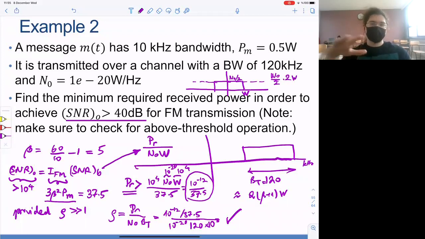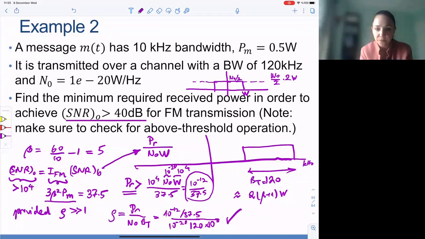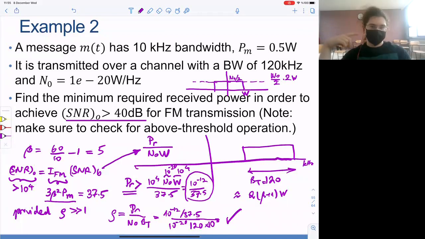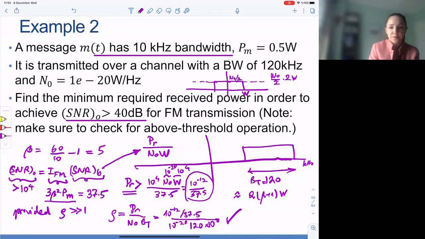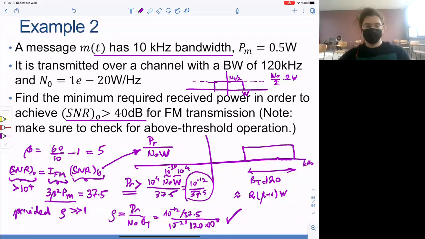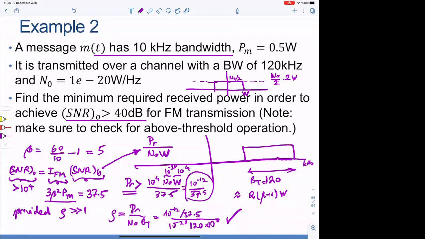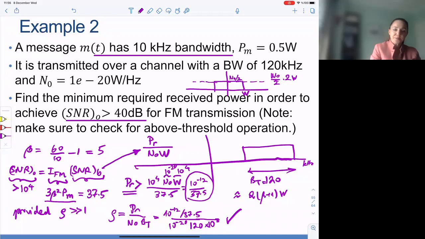Yes, I get this, but is this W the bandwidth of the signal or the effective bandwidth? No, this is the message bandwidth. Message bandwidth, okay. Because that's how SNR is defined. Okay, thank you. Any other questions?